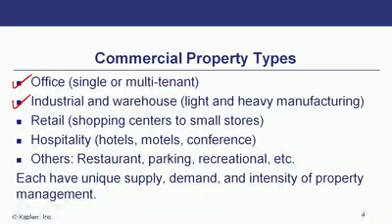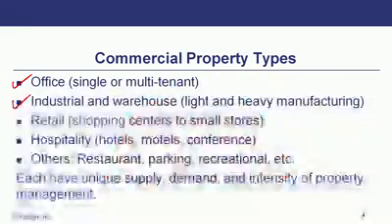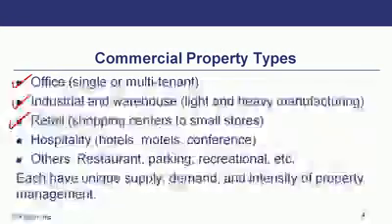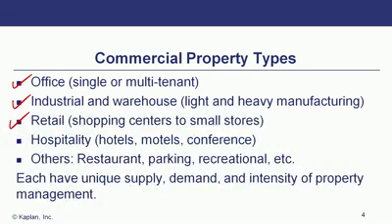Industrial warehouse. Well, we all know what a warehouse is, or another type of industrial property. So somebody owns it, it's a part of the logistics operations for Amazon, and they pay rent on it, and that's how you get your return. Retail, of course, is going to be shopping centers, malls, those types of things. Hospitality is going to be hotels, maybe amusement parks, conference centers, and the like. And then everything else we're going to lump together: restaurants, parking, recreational, those types of things.